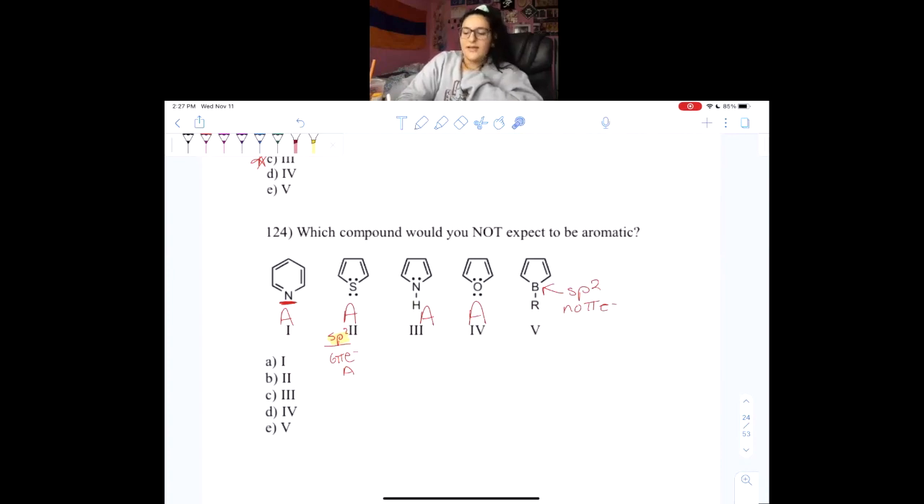So we have cyclic, planar, fully conjugated. We only have 2, 4 pi electrons present. And that means this is anti-aromatic. So let's look at what the question is asking. It's saying which one would you not expect to be aromatic? So we know that E is our correct answer.